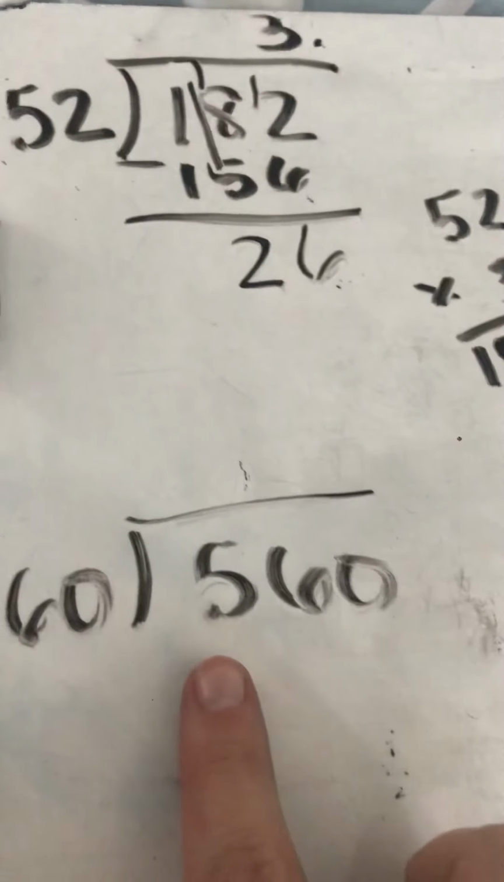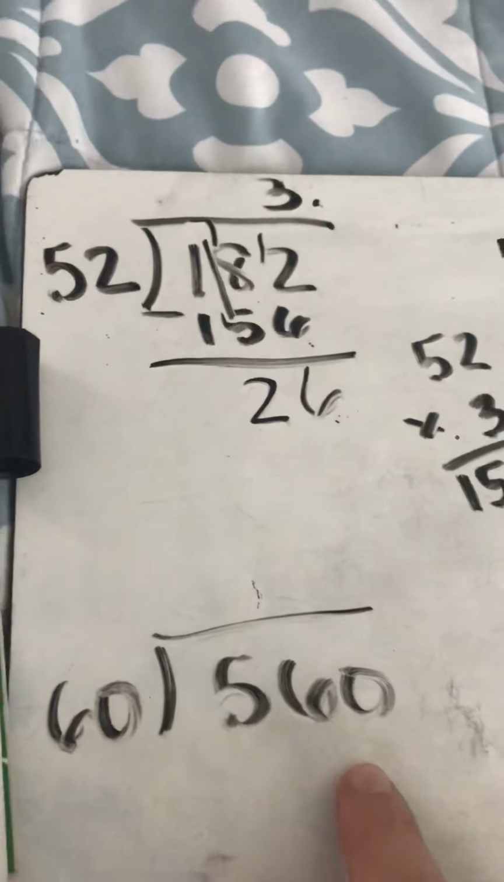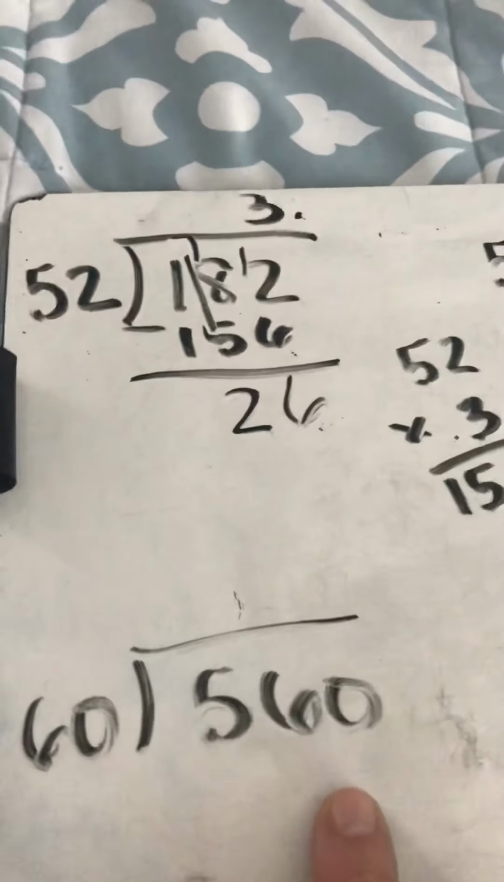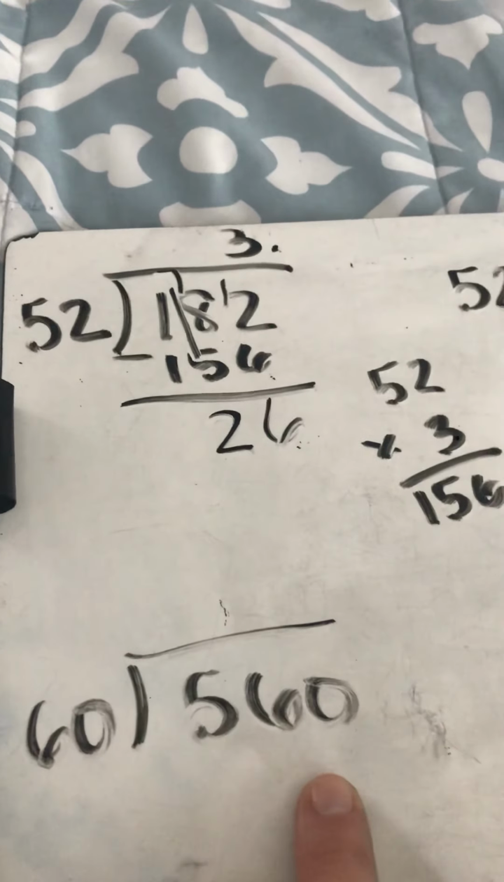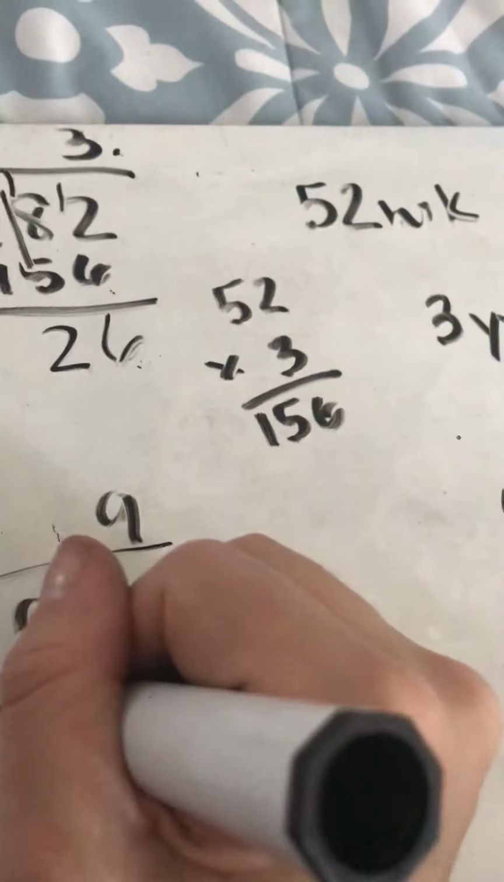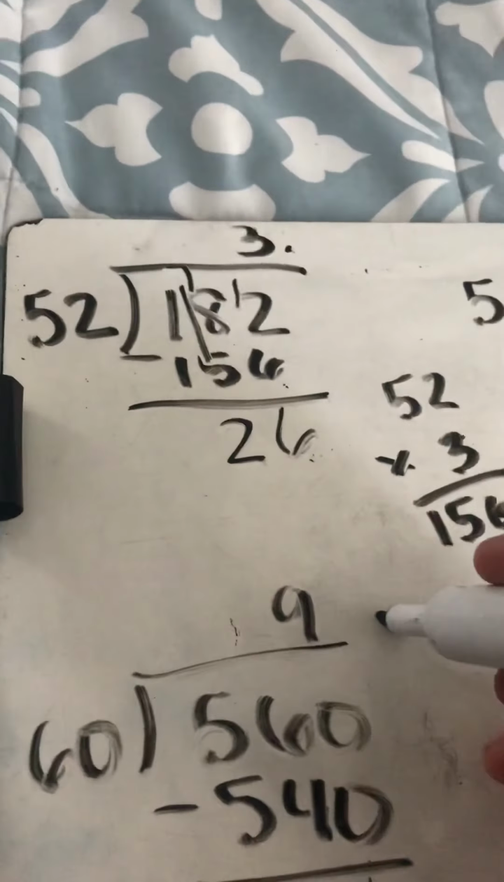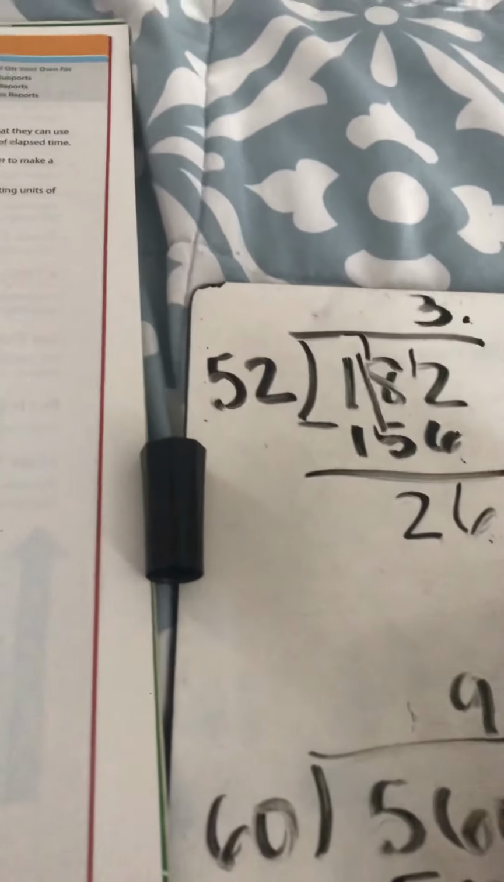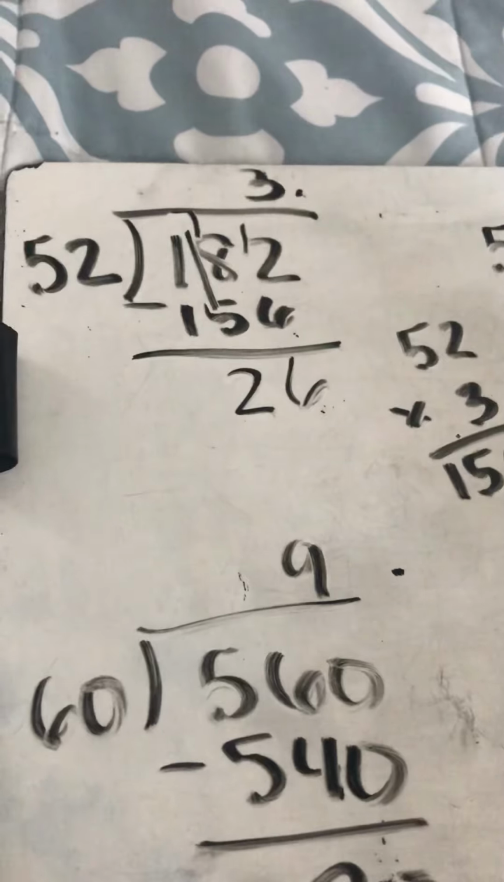60 cannot go into 5. 60 cannot go into 56, but it can go into 560. 6 times 7 is 42. 6 times 8 is 48. 6 times 9 is 54. So 540. We're left with 20. So far we have 9 hours and 20 minutes. So we could write our answer as 9 hours and 20 minutes.